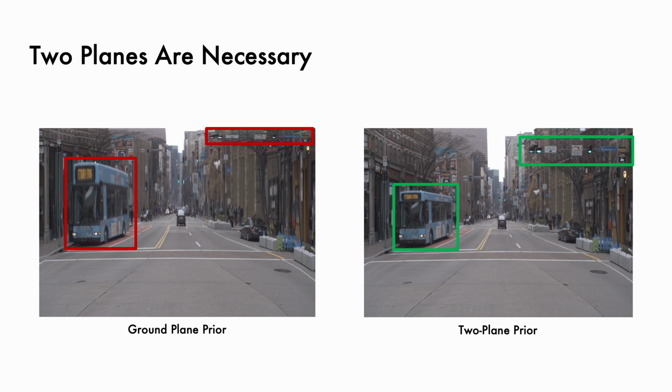Now we discuss the necessity of the two-plane prior. We observed that solely using ground plane scene prior as saliency distorted large objects like the bus and non-ground plane objects like traffic lights, both depicted in red. Two-plane prior corrects for these kinds of distortions depicted in green.